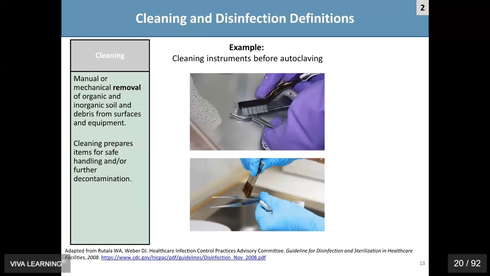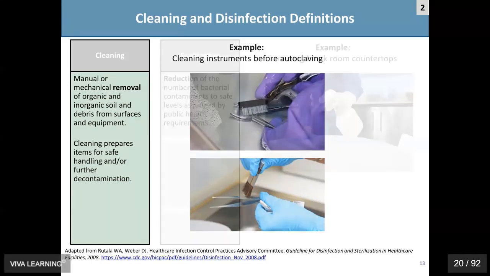Few basic definitions. When we talk about cleaning, for example, cleaning instruments before autoclaving, we're talking about mechanical removal of organic and inorganic soil, any debris, whether it be cement, bonding agent, whatever it may be. But it's really important to have those instruments clean before you go on to the sterilization process. You'll notice here there's protective gloves on. It's being done with brushes. That's the only way to really effectively do it.